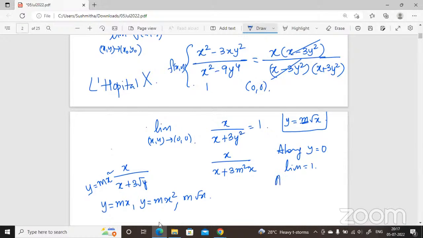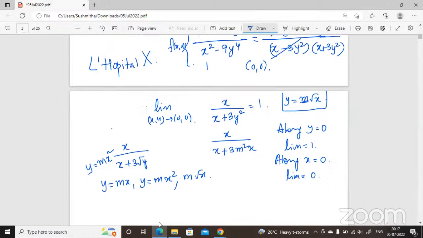I want to check along some other path, along x is equal to 0. So when x is equal to 0, I get the limit is equal to 0. In this case, it is not equal to the previous limit that we obtained or the value of the function at the point. So the limit does not exist. But suppose I get this also equal to 1.